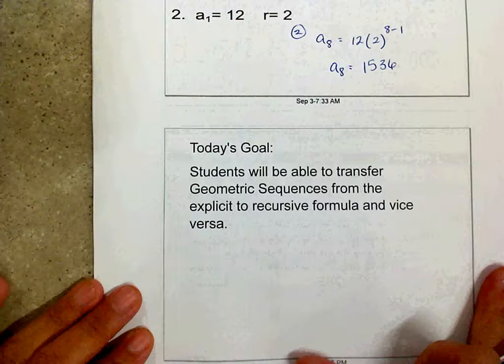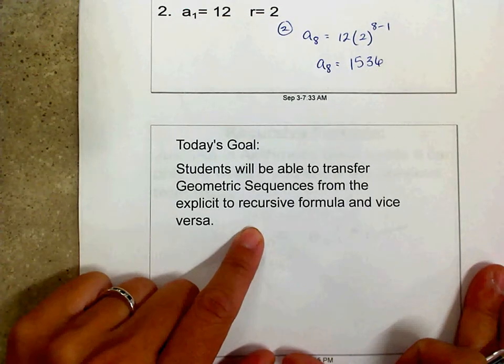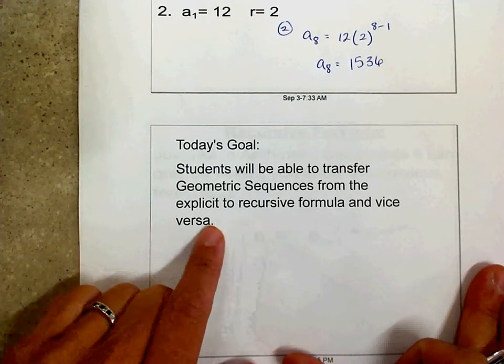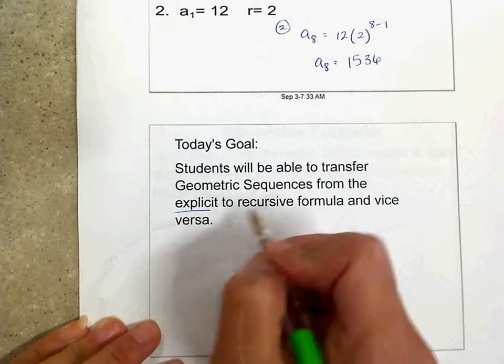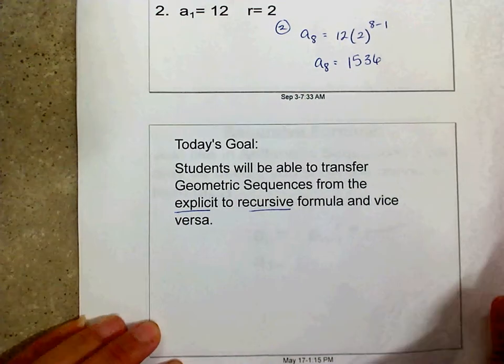All right, today's goal. Students will be able to transfer geometric sequences from explicit to recursive and vice versa. So you're going from explicit to recursive.